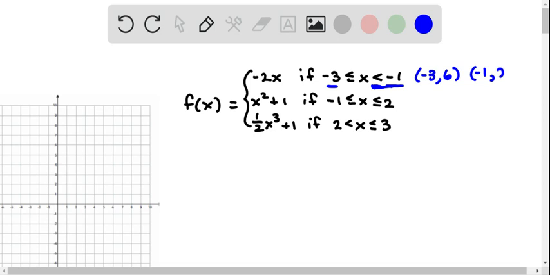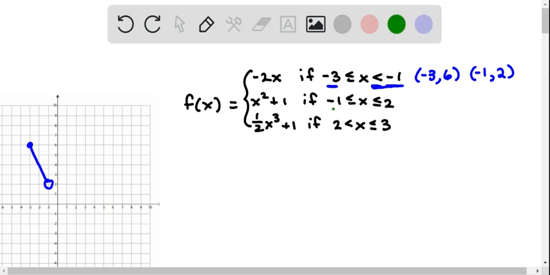So when I do that, I get negative 1, 2. So we have a closed circle at negative 3, 6. And we have an open circle at negative 1, 2. And that's just linear. Okay, moving on to the second piece.